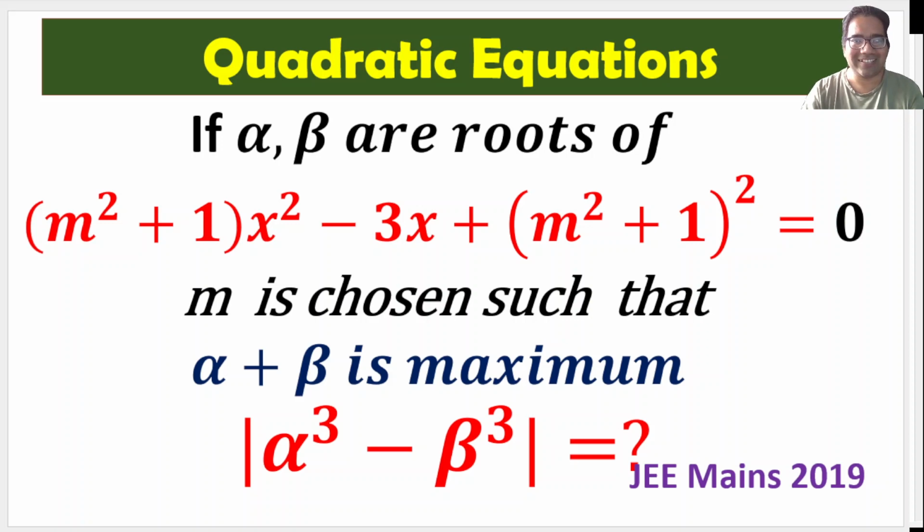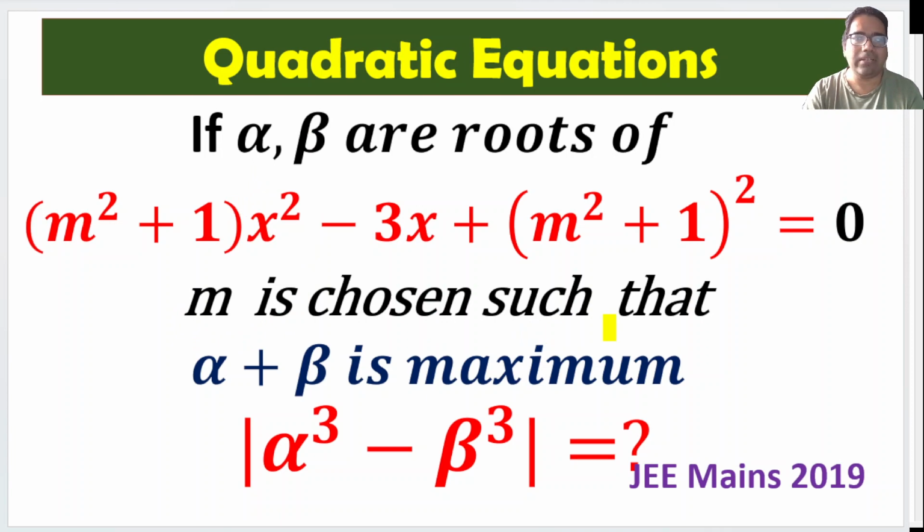Hi friends, here we have a family of quadratic equations. This set of equations is (m square plus 1) x square minus 3x plus (m square plus 1) whole square equals 0. m can be anything, right? So we'll get a set of equations, and alpha and beta are roots of these equations. Whenever m is there, there will be certain alpha and beta.